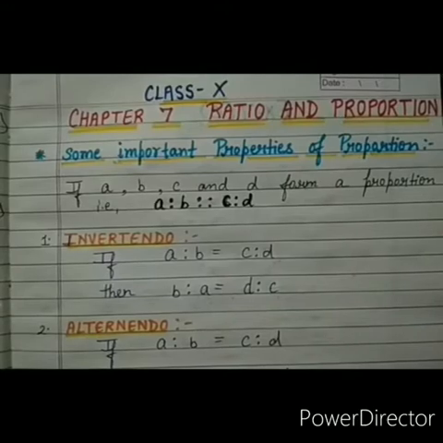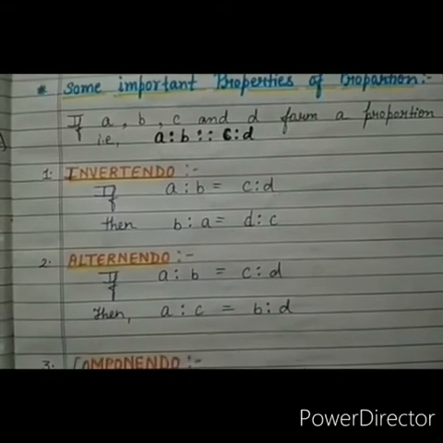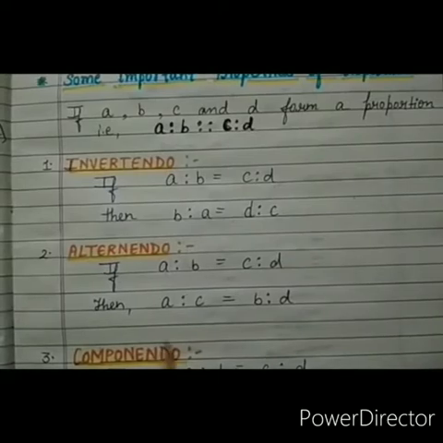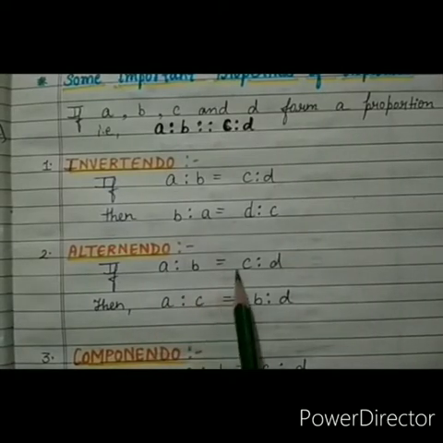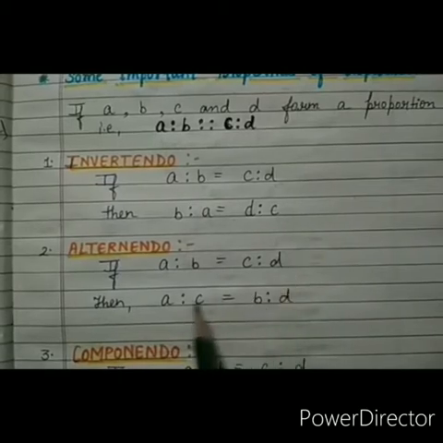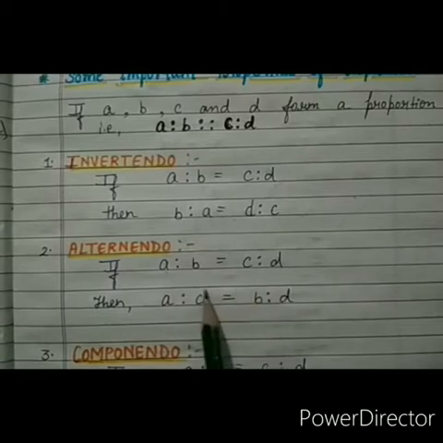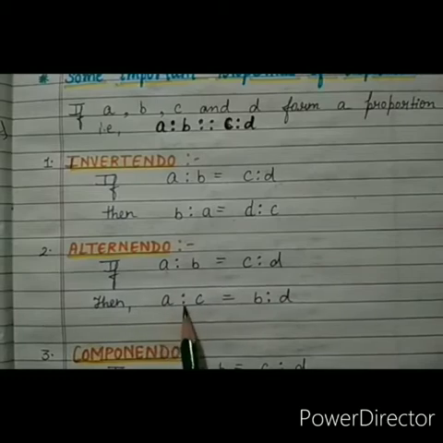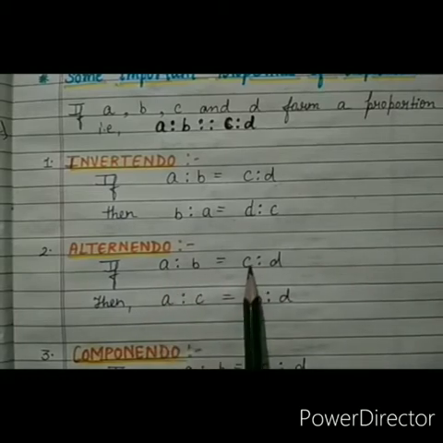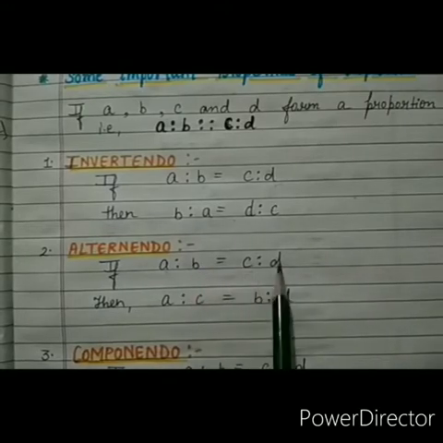Now the second property is alternando. According to this property, if A is to B is equal to C is to D, then the ratio between the first terms of both the ratios is equal to the ratio between their second terms. That means the ratio between A and C, the first terms of both the ratios, is equal to the ratio between B and D, that is the second terms of both the ratios.